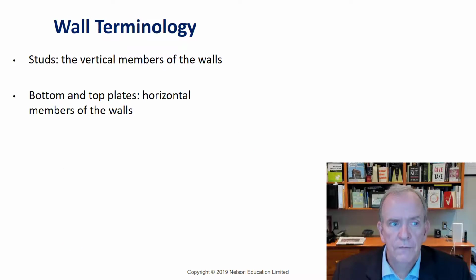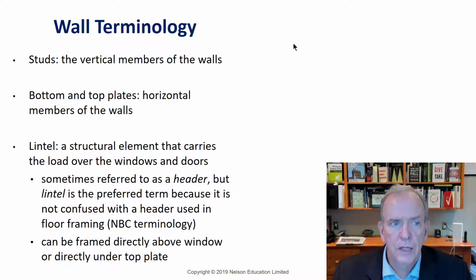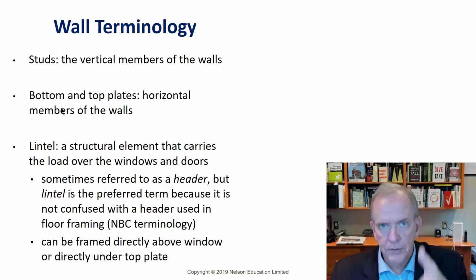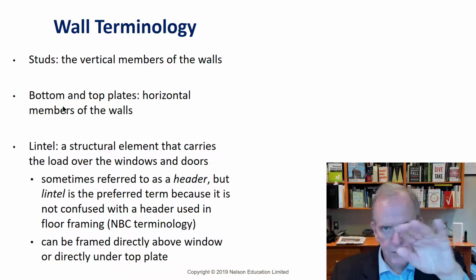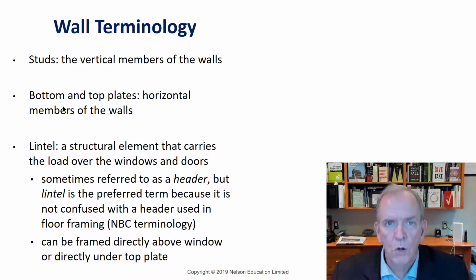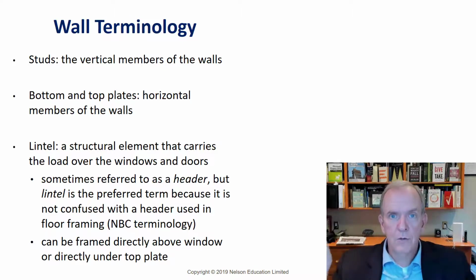So we have a bunch of members that are involved in walls. Studs: those are the vertical members in a wall. We have plates. Those are the horizontal members that are at the top and at the bottom of the wall. And we also have a lintel. A lintel is the beam that goes over openings like doorway openings and window openings. We call it a lintel.